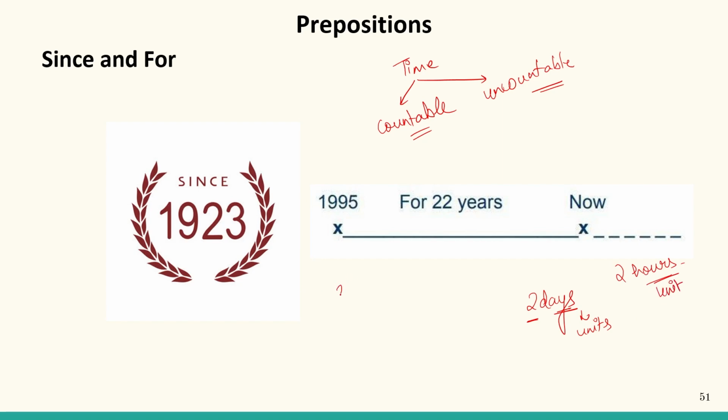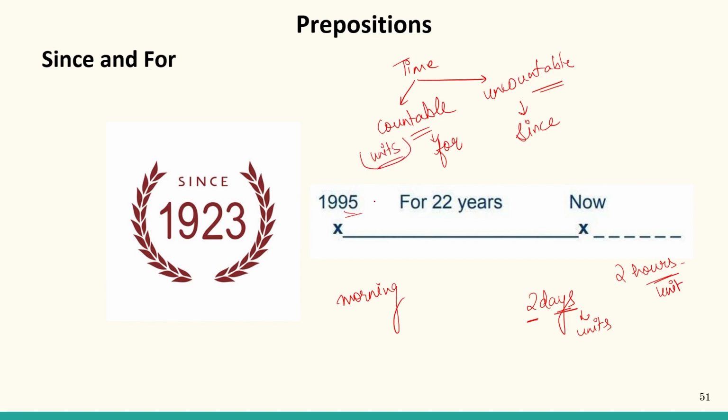But if I say morning, now do I have units over here? No, it is only written morning. Morning is uncountable, it is a particular time. We cannot count morning, 1 morning, 2 morning, no. But hours, days, these can be counted: 1 hour, 2 hours, 3 hours, 4 hours, and so on, because they have some units. Morning has no unit. So when the time is uncountable, we use since, whereas when time is countable, we use for. For countable time, we must have units.